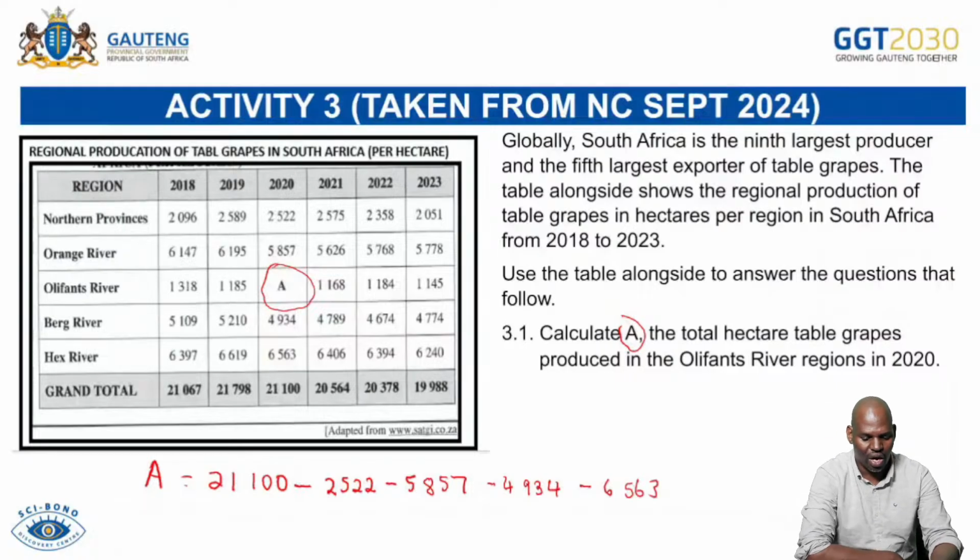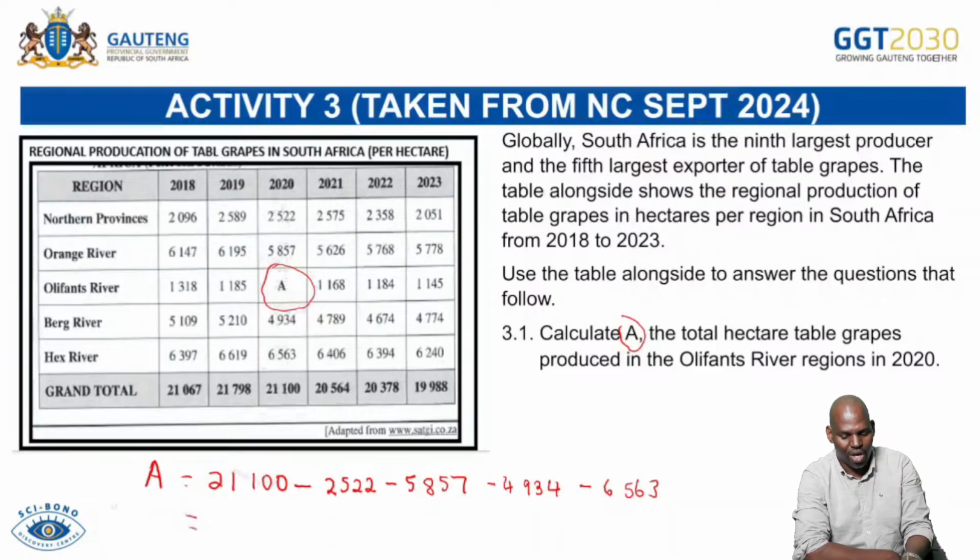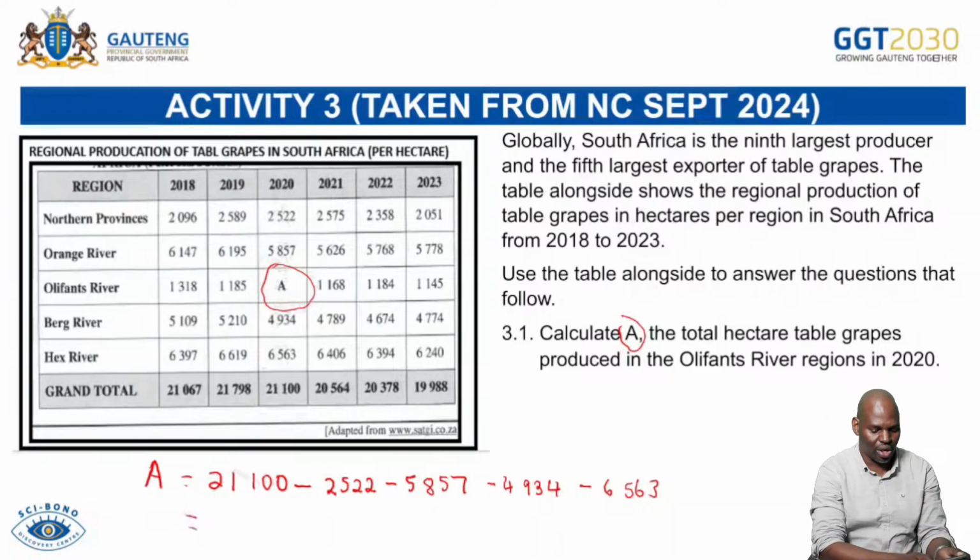6,563. There are 1, 2, 3, 4 values. There's actually 5, but we don't know what the value of A is. But we know that if we add the 5 of them, they must give us 21,100. So the easiest one is to take 21,100 and we subtract the other 4. And this is why you need to take your calculator.